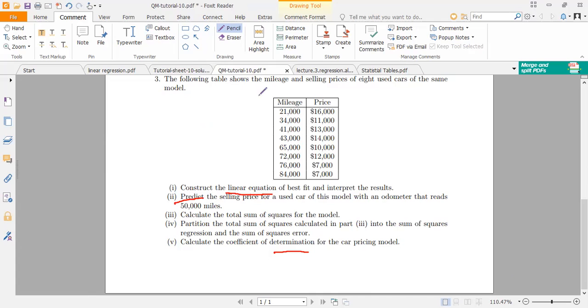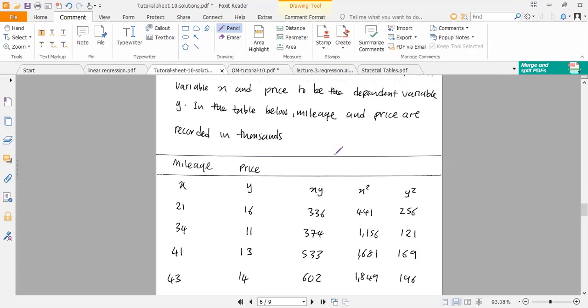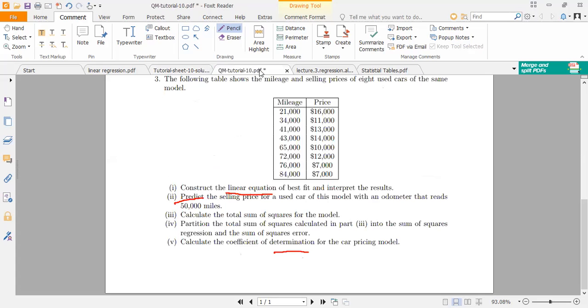All right. So like we said, you need to identify your dependent and your independent variable. X is our mileage and the price is our Y. So the mileage is what determines the price. The price cannot determine the mileage. Sometimes if the examiner wants to be cruel, he may swap them, but you need to know what a dependent variable and what an independent variable is.